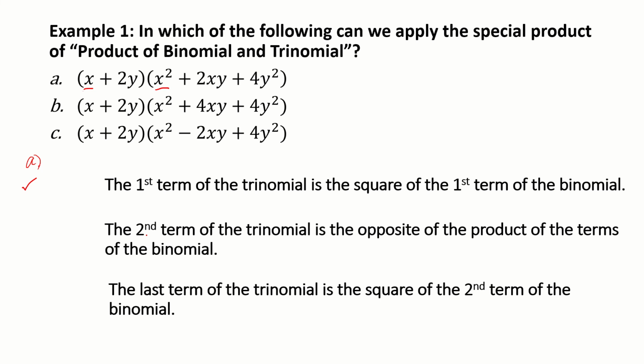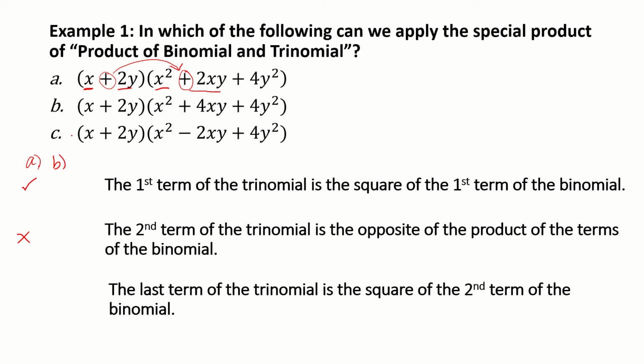Next, the second term of the trinomial must be the opposite of the product of the terms of the binomial. So the first times the second term is positive 2xy. But looking at our second term here, it's a plus. And take note, it must be the opposite. The best way to remember it, if this is a plus, this must also be the opposite to fit in the second condition. So A is not an answer. So let's proceed to B.